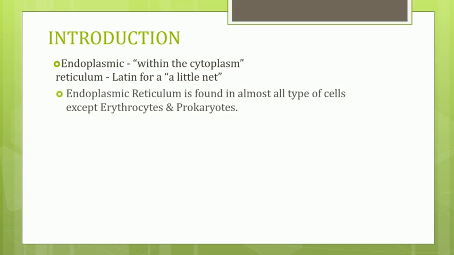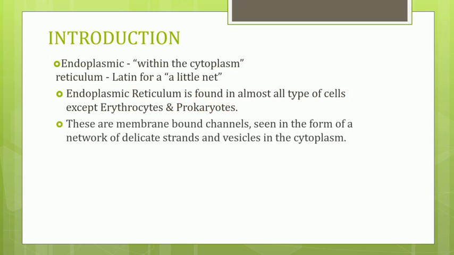Now this ER or endoplasmic reticulum is found in all the eukaryotic cells. However, it is absent in the erythrocytes, which we call red blood corpuscles, and it is also absent in the prokaryotes, that is the bacterial cell. Now if we see their structure, they are membrane bound channel-like structures, and they are present in the form of a network of delicate strands and vesicles in the cytoplasm.